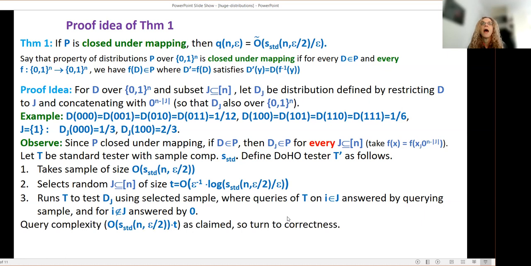Okay. So first thing, simple thing, the query complexity indeed is right, the sample complexity here. This is this times T. T is the size of the subset J. So again, remember this, we get what we want in terms of the query complexity. So let's turn to talk a little bit about the correctness.